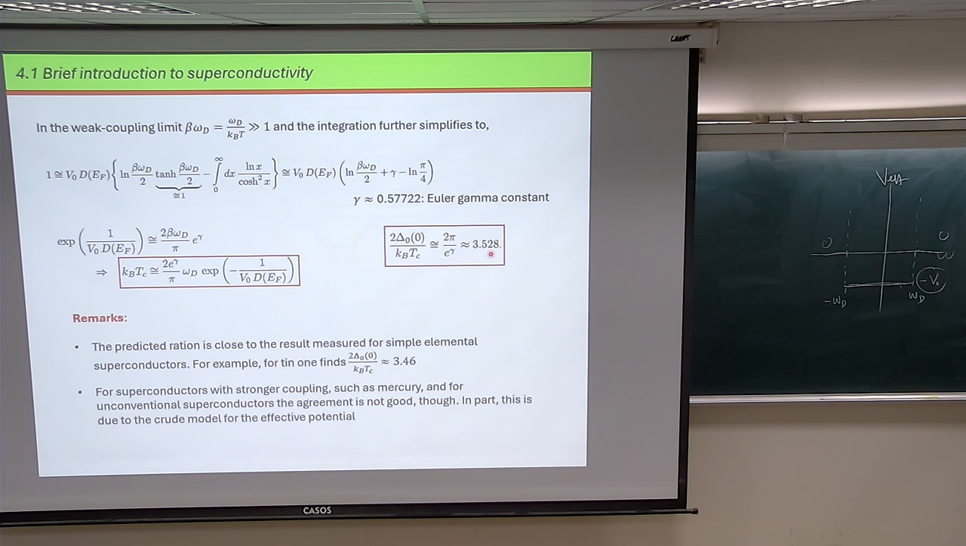Now for other superconductors, like high Tc superconductors or unconventional superconductors, some things may not work as well, right? Because the assumptions that we made are not valid anymore, and also you will have to improve this approximation for the potential, which is quite crude, right? Any question?